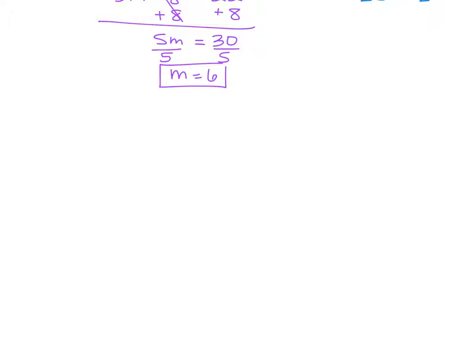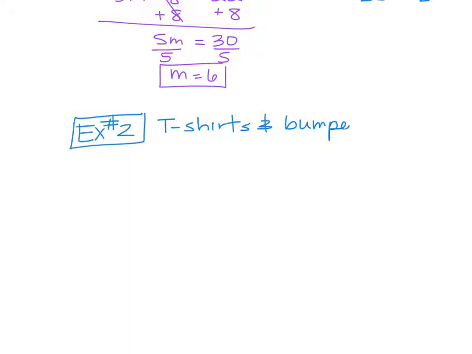Okay, last problem. So this is example 2, and this one's going to be a word problem. So again, kind of combining what we did with how old the kids were, with multi-step equations. So it says Martha's gonna buy t-shirts and bumper stickers. Stickers you put on your car.